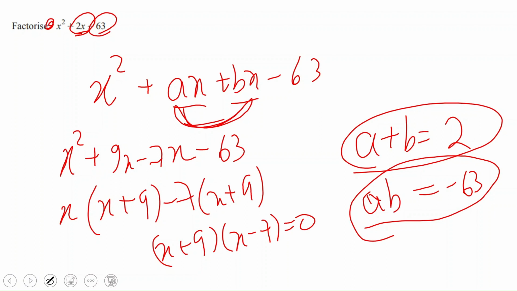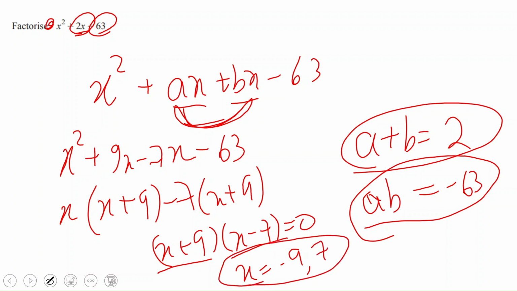Now the idea over here is to use the simple logic that either this is equal to 0 or this is equal to 0. If x plus 9 is equal to 0, then we get x is equal to minus 9. And if x minus 7 is equal to 0, then we get x equal to 7. So that is the solution for that factorization problem. But the question only asks us to factorize it, so we stop over here. So this is going to be the answer. The next question will ask us for the solutions.